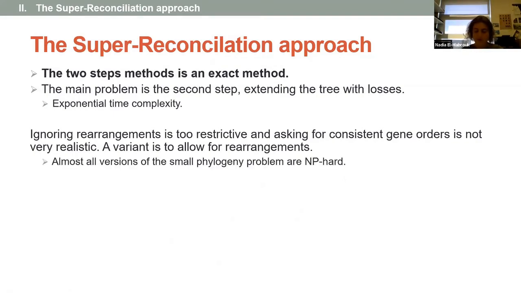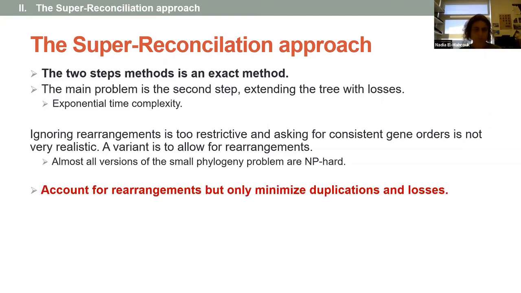Okay, so the required dynamic programming algorithm is of exponential time complexity due to the exponential size of the set of syntenies that should be considered at each internal node. And now, okay, so the problem, of course, is the fact that rearrangements are not considered. So ignoring rearrangement is, of course, too restrictive, and asking for consistent gene order is not very realistic.